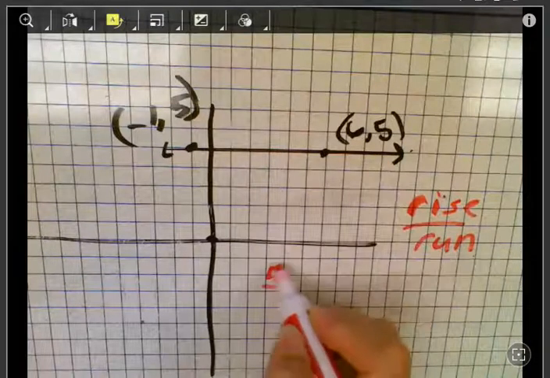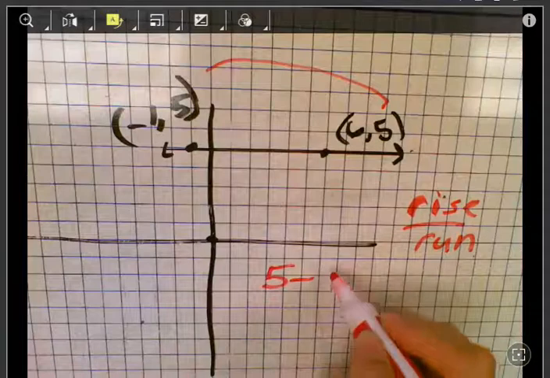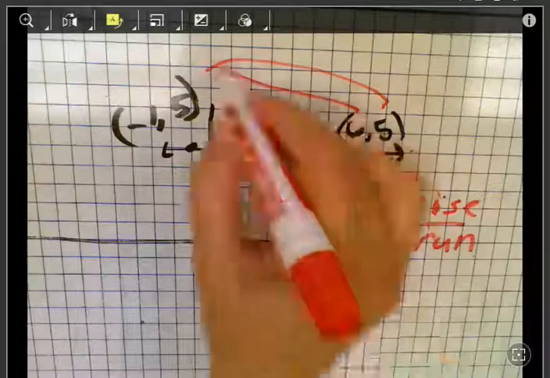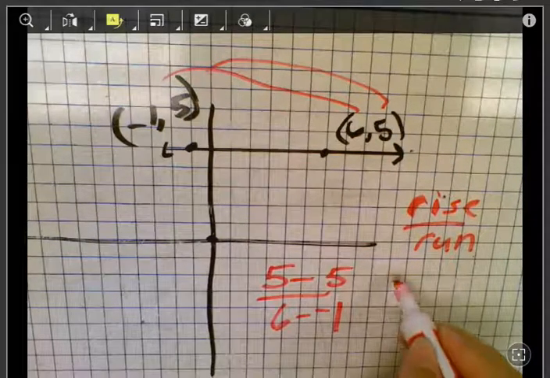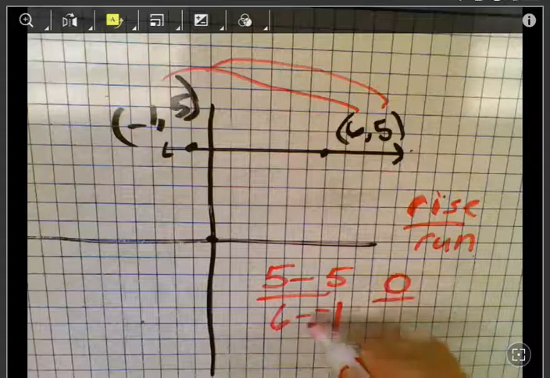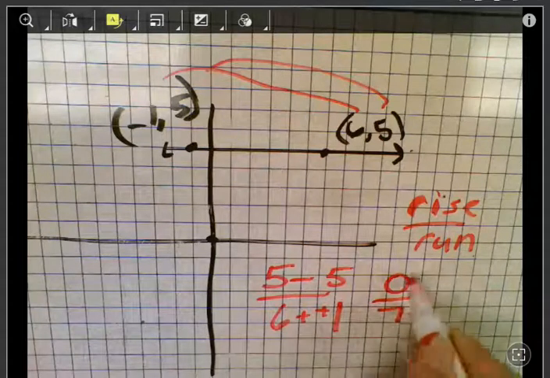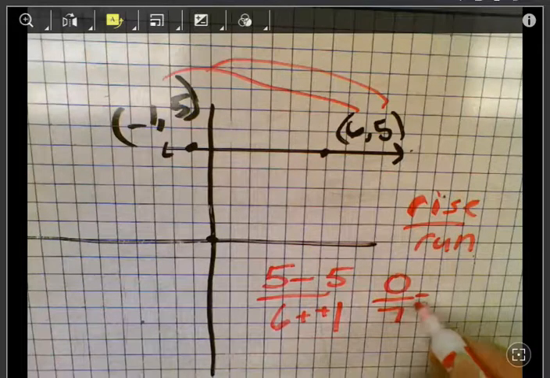So I've got my 5 minus my 5, and I've got my x minus my x, so 6 minus a negative 1. So my 5 minus my 5 gives me a 0. My 6 minus negative 1 gives me a 7. So my slope is 0 divided by 7, or simply 0.